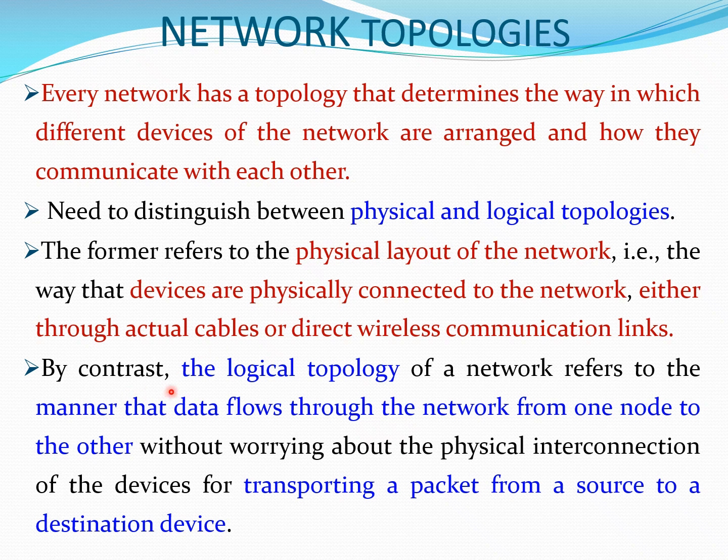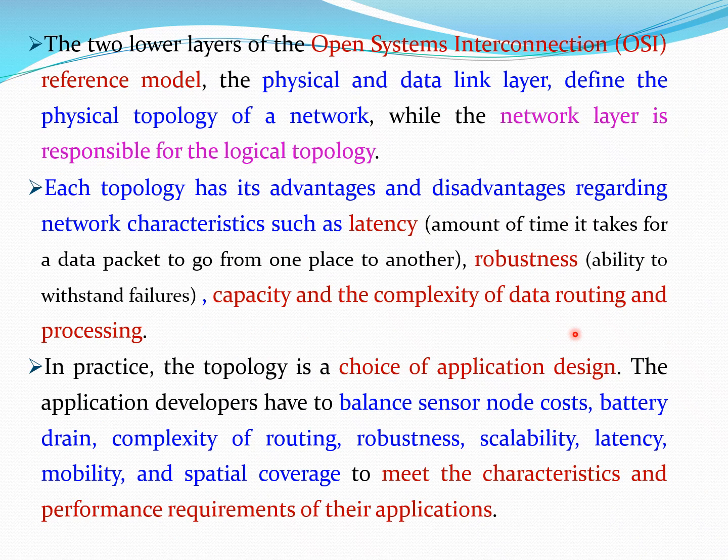By contrast, the logical topology of a network refers to the manner that the data flows through the network from one node to the other without worrying about the physical interconnection of the devices. The two layers of the OSI model, the physical and data link layer, define the physical topology of a network, whereas the network layer is responsible for the logical topology.